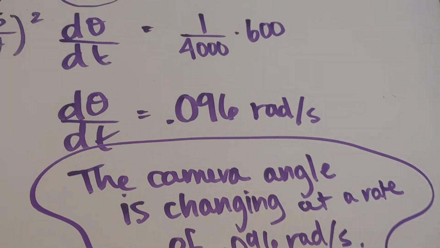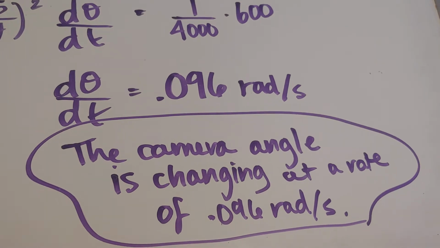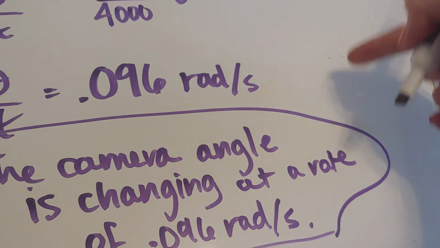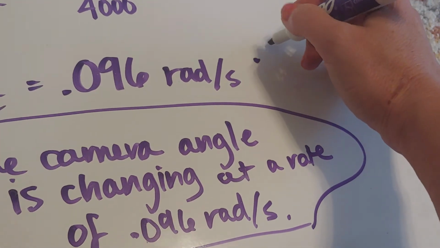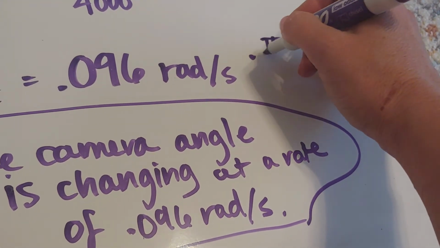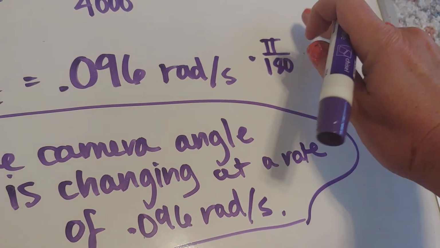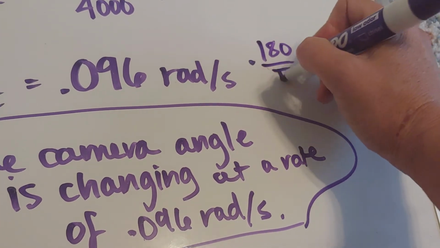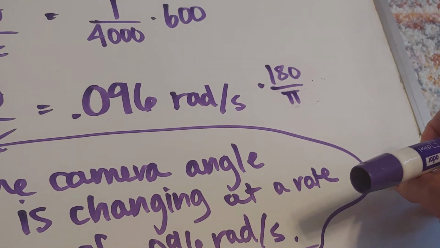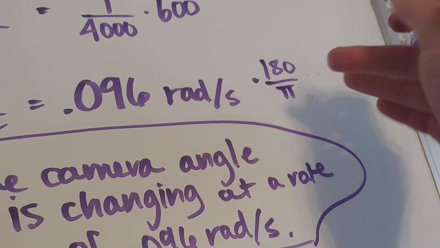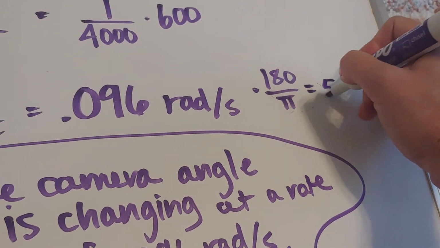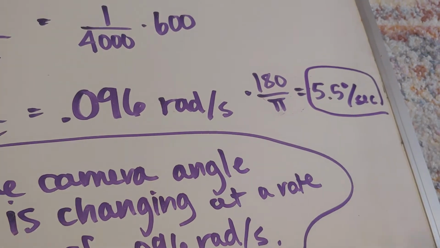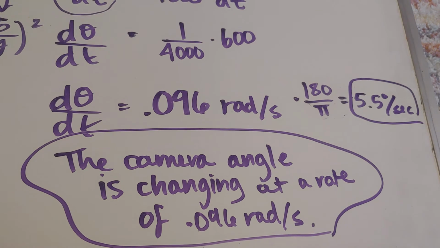Now, if you want to geek out and change this to degrees, which I totally get, remember that to convert from radians to degrees, you multiply by pi over 180. I lied. 180 over pi. There we go. I make mistakes too. So if you multiply this by 180 over pi, you'll get 5.5 degrees per second. You don't have to take that step. I'm just saying that for those who want to know what it is in degrees, there it is.